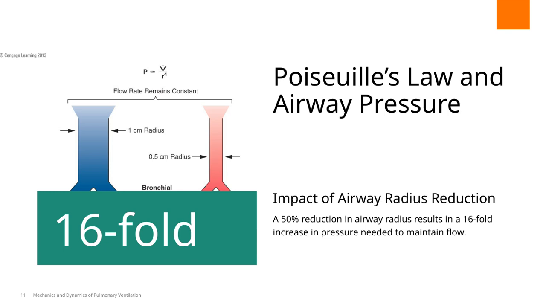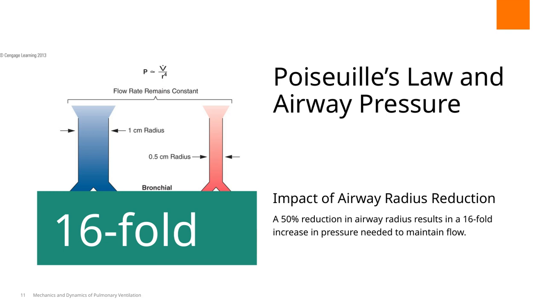This is a powerful illustration of how sensitive airflow resistance is to changes in airway size. This relationship is explained by Poiseuille's law, which tells us that resistance to flow is inversely proportional to the fourth power of the radius. So, even small reductions in airway radius can lead to substantial increases in the effort required to breathe.